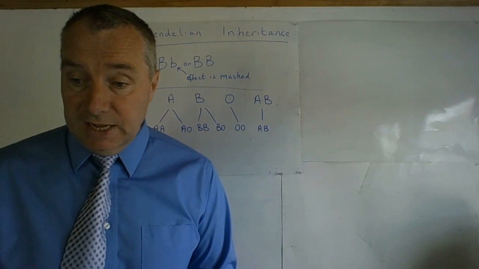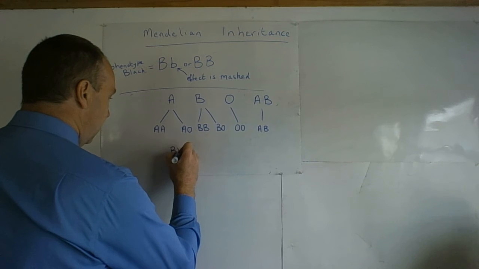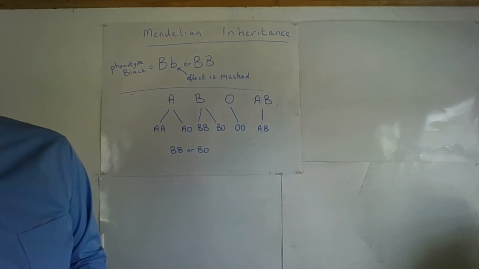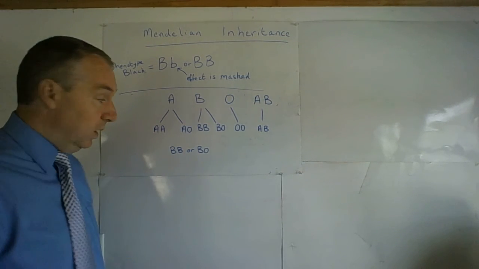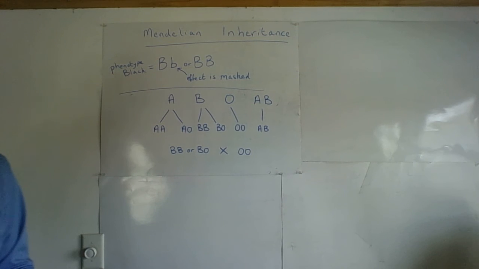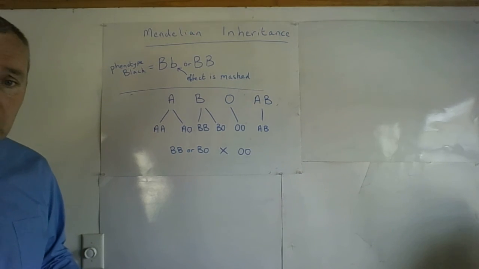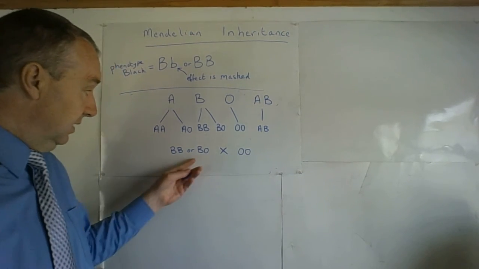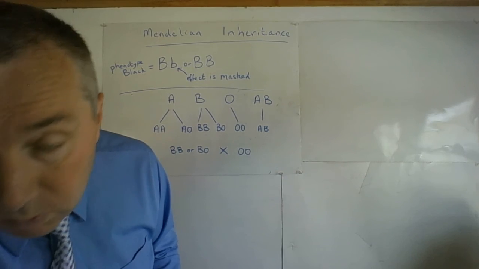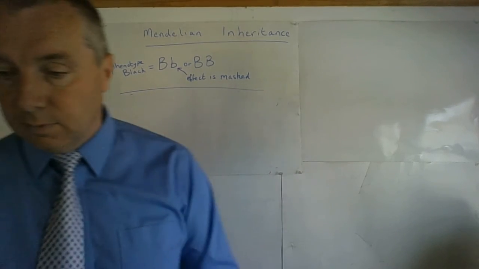And let's say we were told that a male with type B, so the male can be BB or BO, mates with a female who is O. So, well, the combinations we can get are B or O. We cannot get A out of this because there is no A mentioned at all. So, no type A.